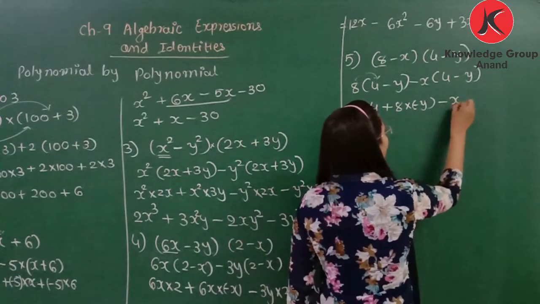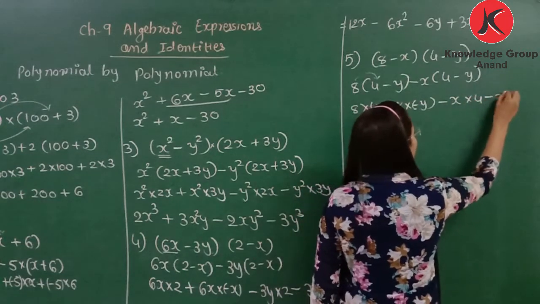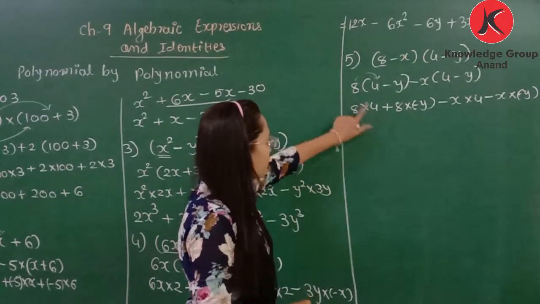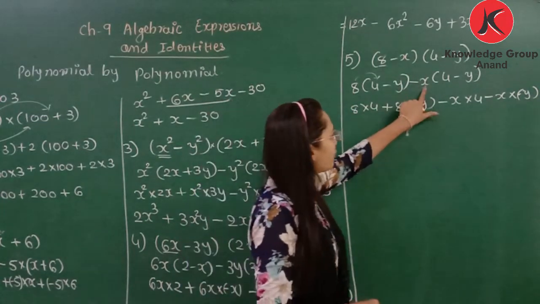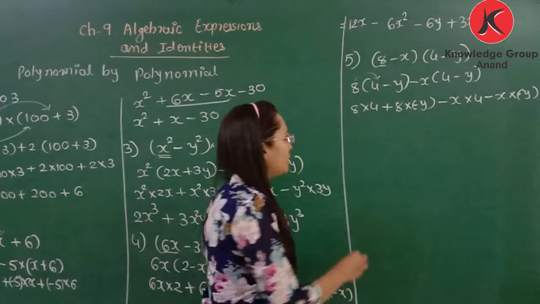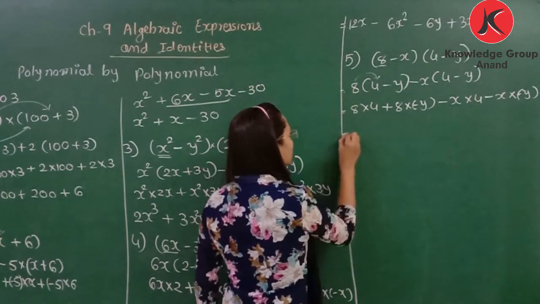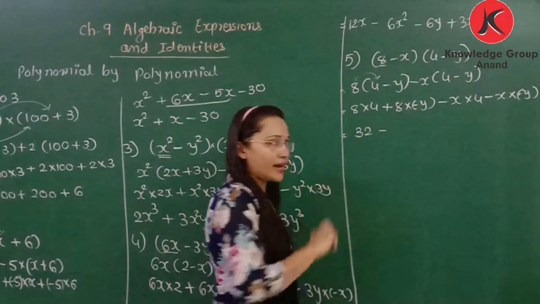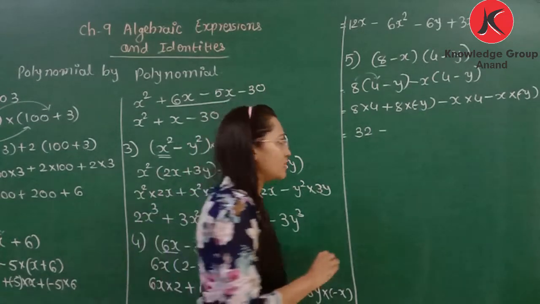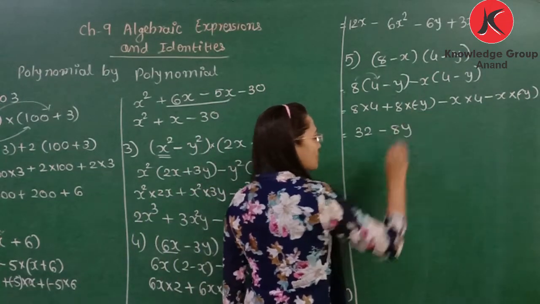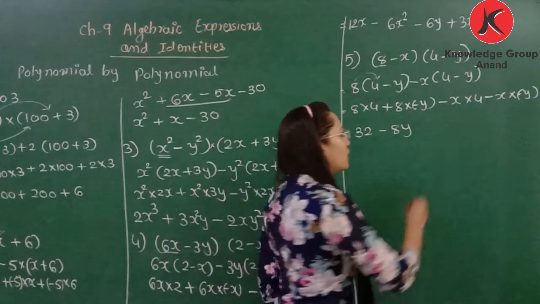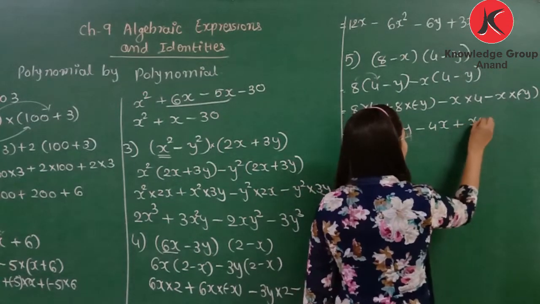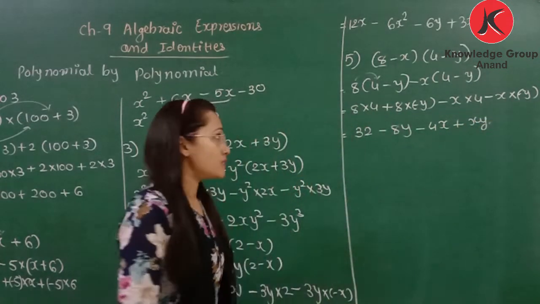Now minus x is multiplied with 4 and minus x is multiplied with minus y. Clear? Here the sign of 8 is plus, so I write plus here. Here the sign of x is minus, so I write minus here. Now 8 4s are 32 minus, because this is plus, this is minus, one negative, one positive, it is minus 8y. When there is one negative sign in a multiplication, the answer is negative. Here minus 4x and minus x times minus y become plus xy. So this will be our answer.